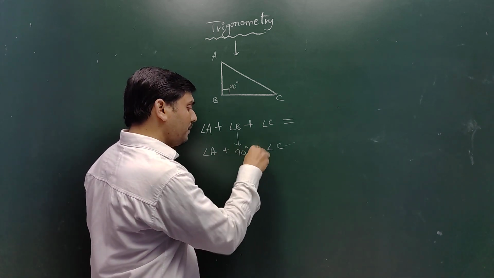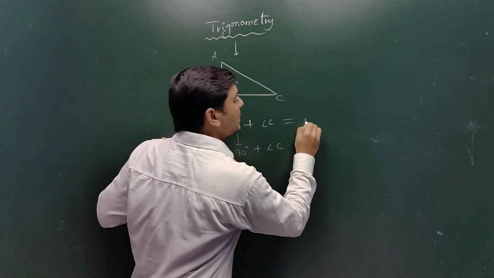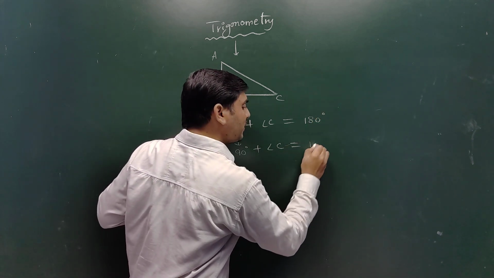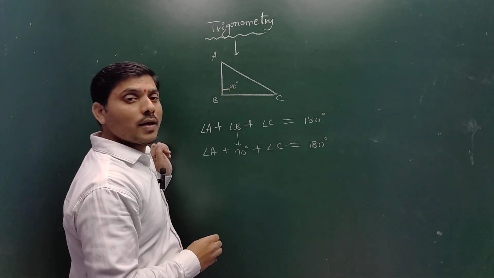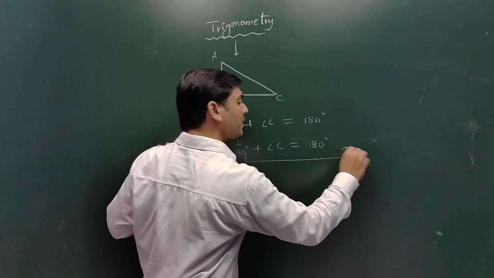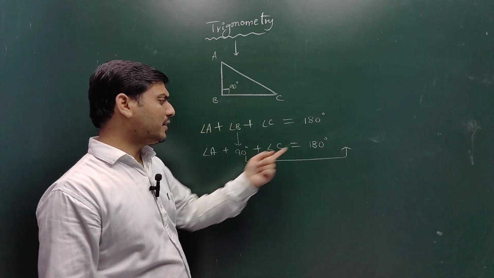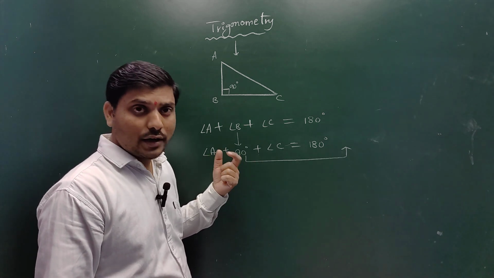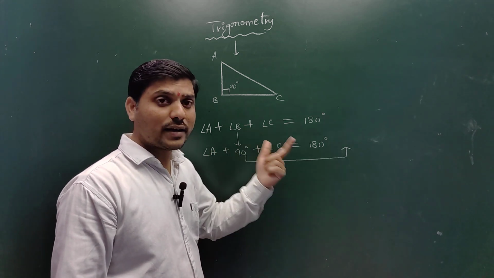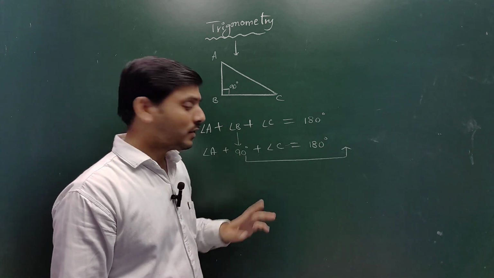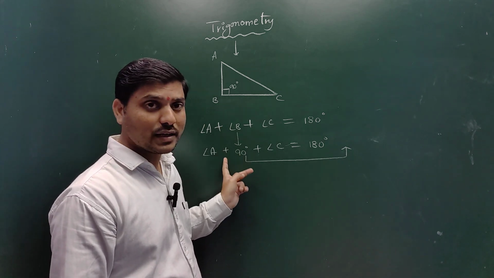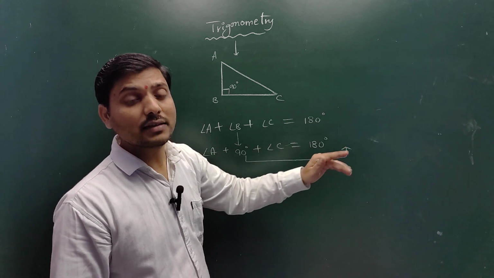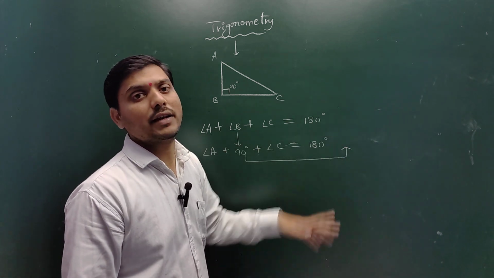This sum is actually equal to 180 degrees. You write 180 degrees here also. This 90 is subtracted from 180. Why subtract 90 from 180? Because 90 is on the left side. Whenever a term moves from left to right or right to left, its sign will change. That 90 is positive, an addition. Now 90 is moving from left to right, so it is subtracted from the right side, 180 degrees.